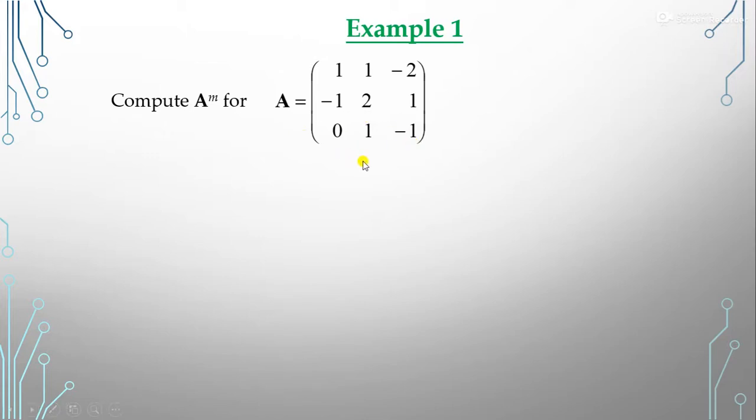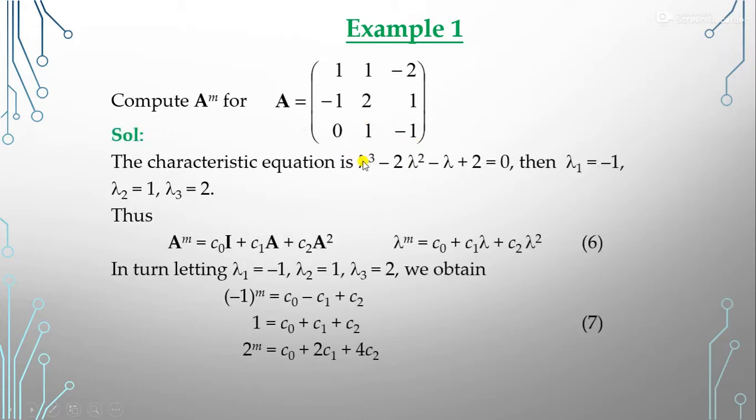First of all, we need to calculate the characteristic equation. Because this is a 3 by 3 matrix, the characteristic equation is a cubic equation. When you solve it, you will get lambda cubed minus 2 lambda squared minus lambda plus 2 is equal to 0. And when we solve this cubic equation, we get three values of lambda, that is -1, 1 and 2.